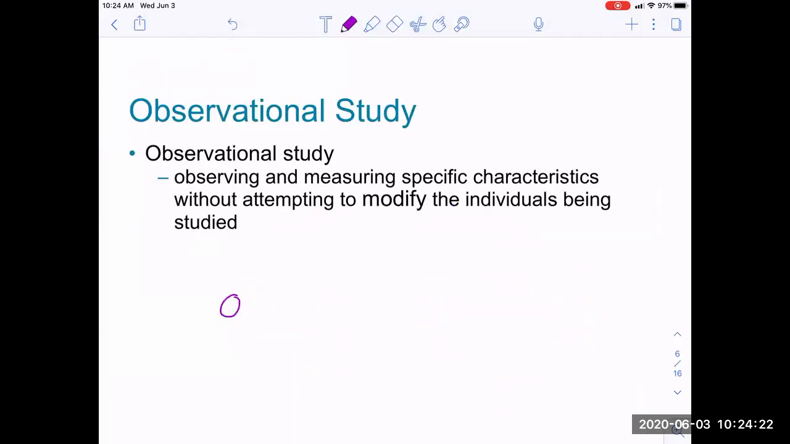Observational study, you're just sitting there and you're watching something. Maybe you're watching hummingbirds around a feeder, but you're not doing any treatment on them. Jane Goodall and her studies on gorillas always come to mind.